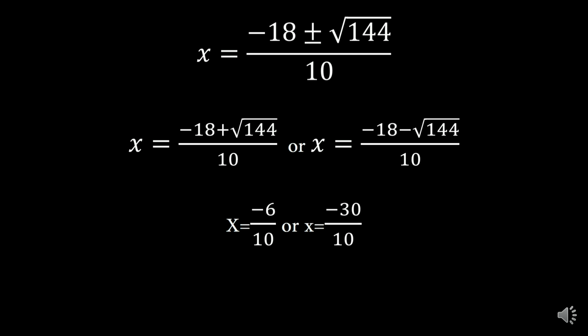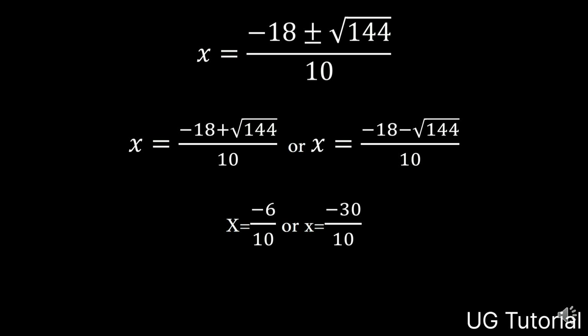So for the first side, my x is equal to minus 6 over 10. While for the second side, it is minus 18 minus 12. So minus 18 minus 12 is minus 30. So for my second side, x is equal to minus 30 over 10. So I can further simplify the answers that I got from solving this question.